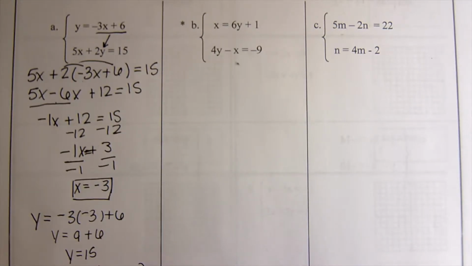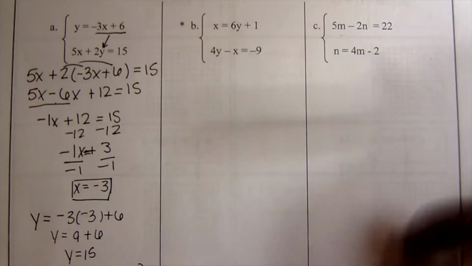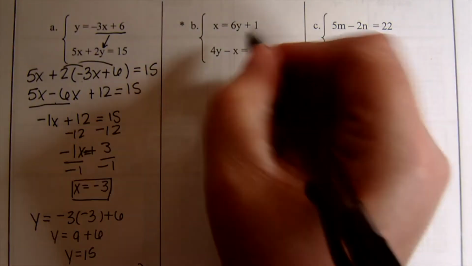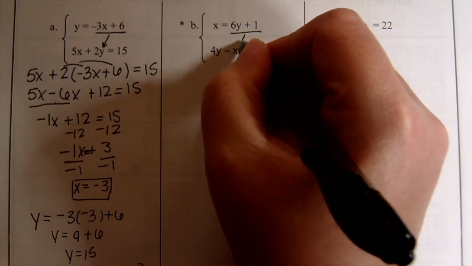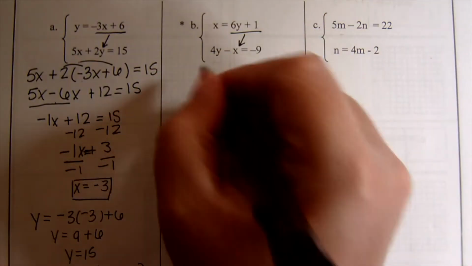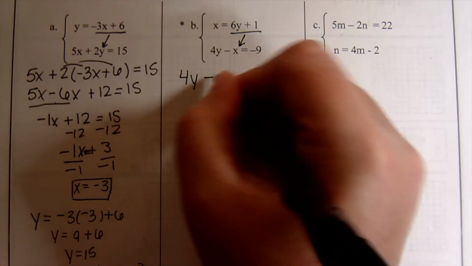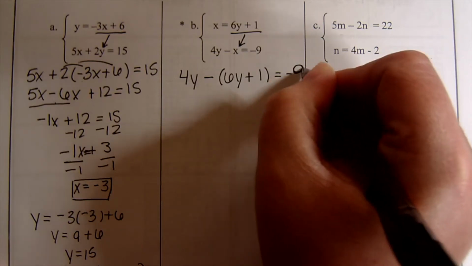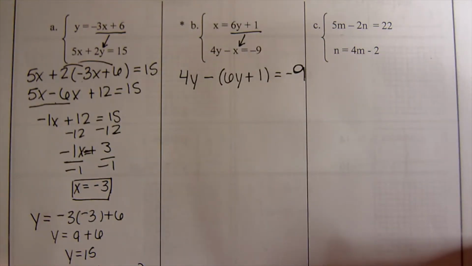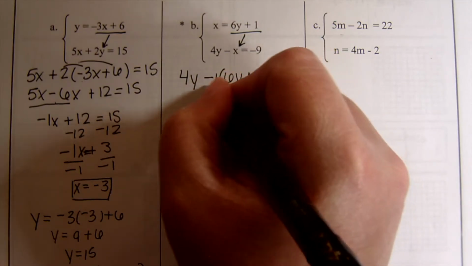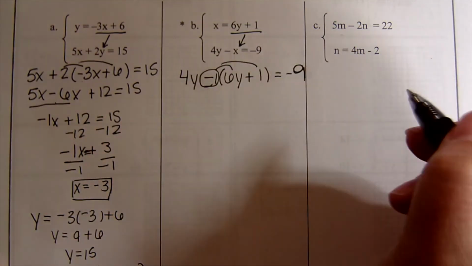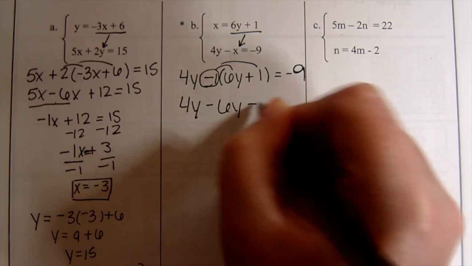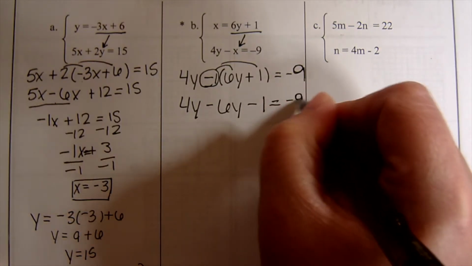All right. B was a little bit trickier. So we are plugging in what for what? You're plugging in 6y plus 1 for x. So 4y minus parentheses 6y plus 1 equals negative 9. So what am I distributing into the parentheses? Negative 1. Make sure you are distributing negative 1 into the parentheses. So 4y minus 6y minus 1 equals negative 9.